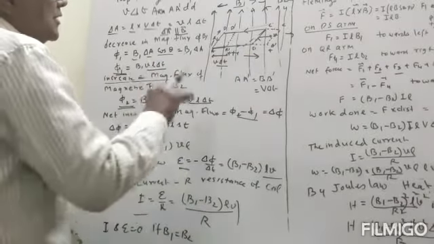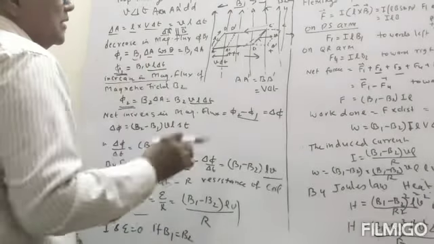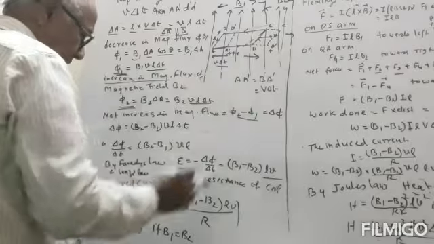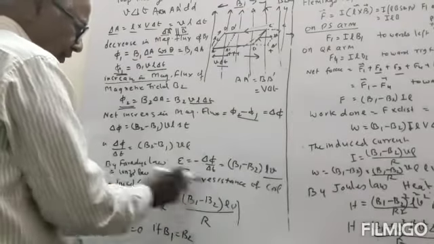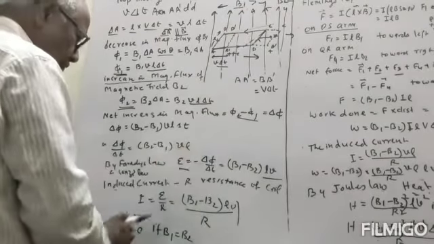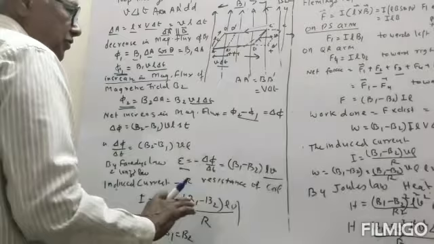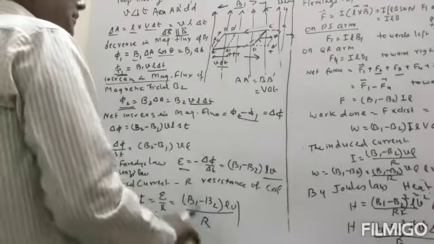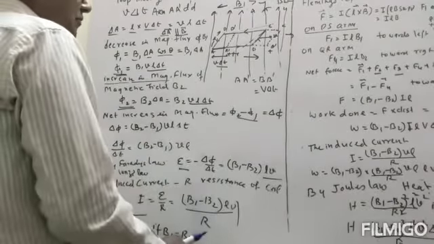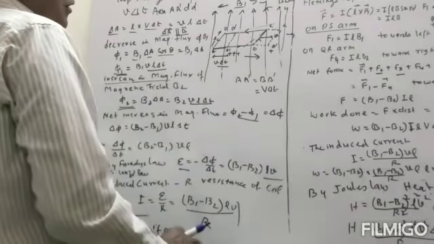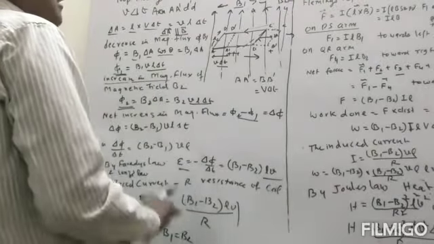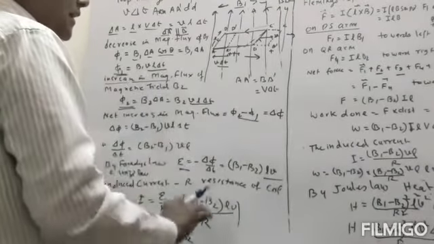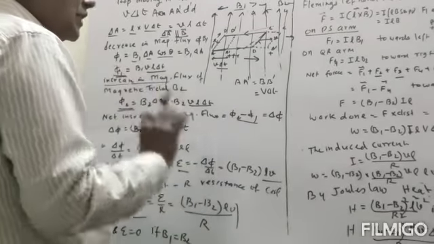And suppose the magnetic field is uniform, meaning B1 is equal to B2, then this current will be equal to 0, EMF will be equal to 0. So there will be no induced EMF or induced current if this rectangular coil moves in the uniform magnetic field with constant velocity.